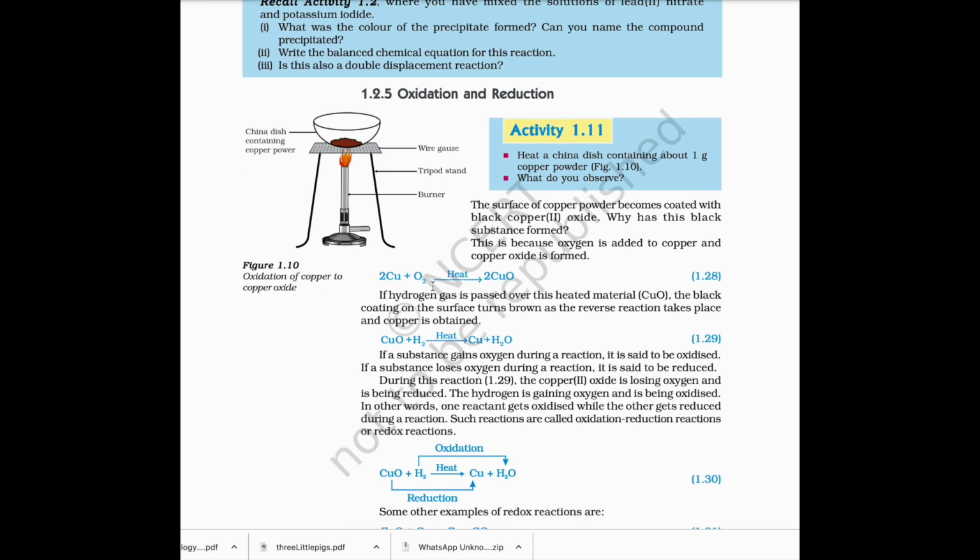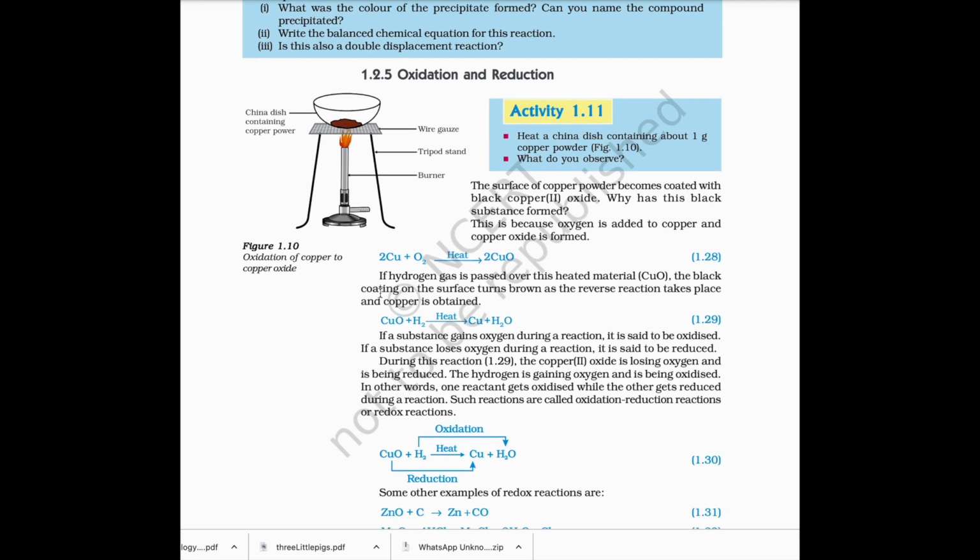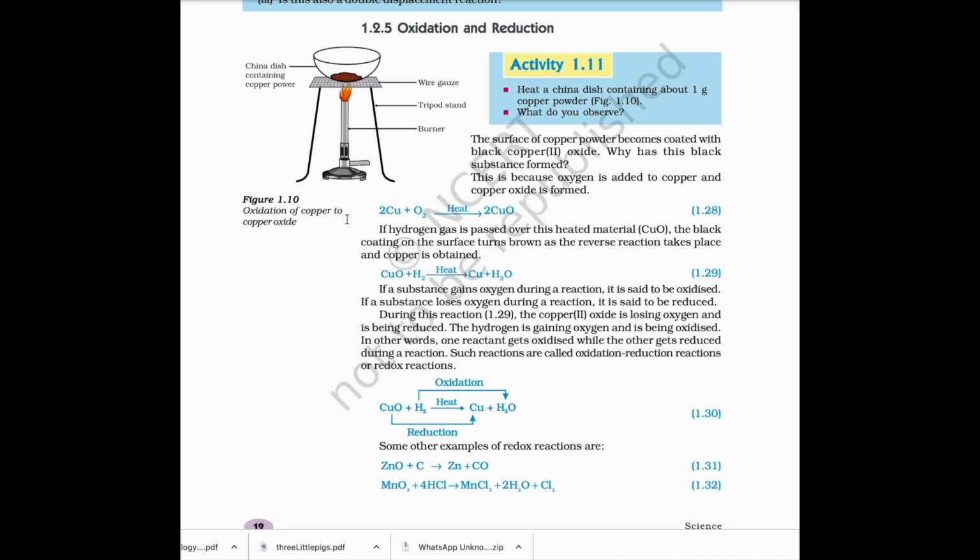2Cu + O2 in the presence of heat converts to 2CuO. If hydrogen gas is passed over this heated material, CuO, the black coating on the surface turns brown as the reverse reaction takes place and copper is obtained.